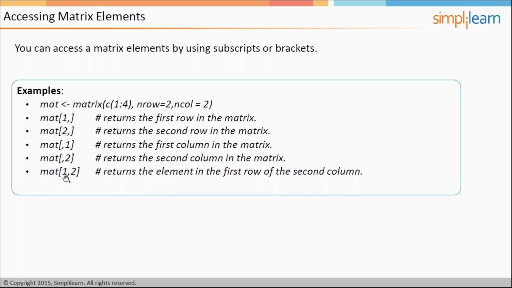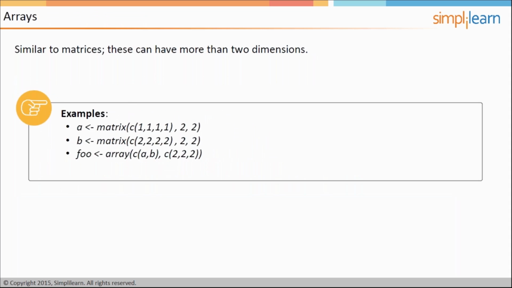So if I want to get row 1, column 2, an element that's in that position, then I say mat, square bracket, 1 comma 2, and that will give me the data element that is in the first row of the second column. Mat, of course, is short for matrix, and the square brackets tell R that you're retrieving information from your data structure, whether that be a vector or a matrix.